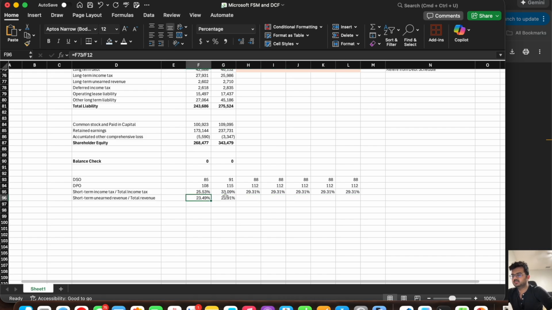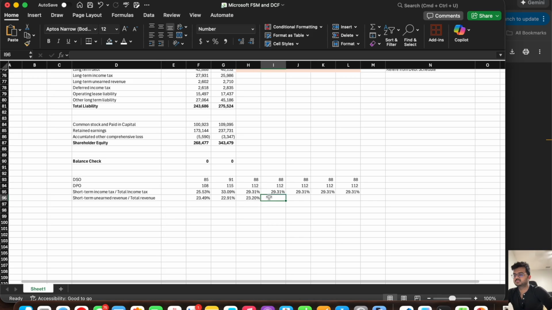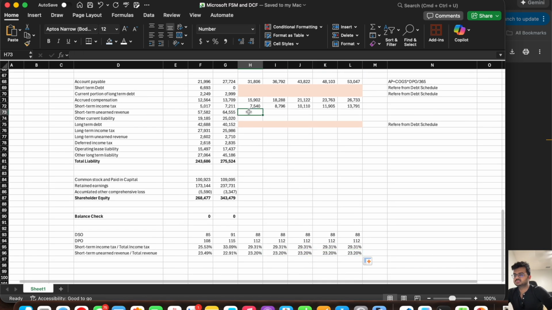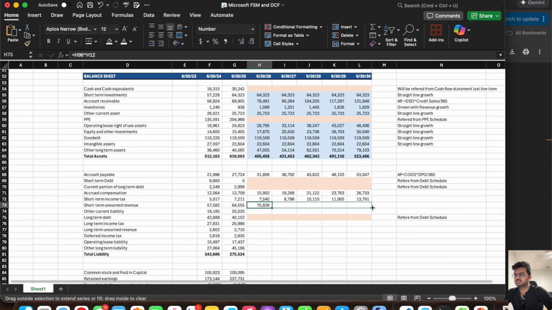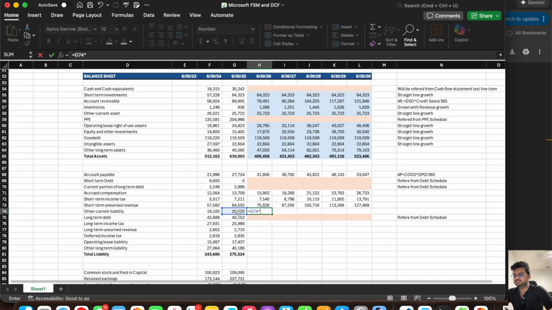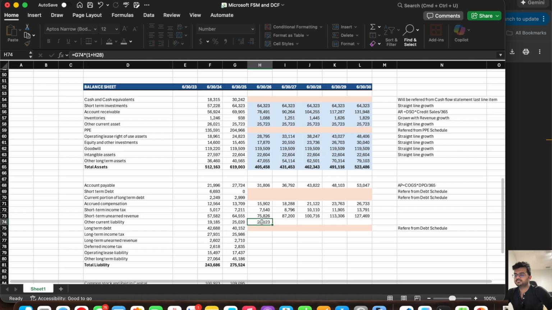So it is approximately 23.49% in 2024, 22.91% in 2025. So it's approximately 23%. I would use the same number for the next 5 years as well, multiply it with total revenue, and this is the number. And then the next line item is other current term liability, which I think will grow as the company grows in the business. So I would grow it with the revenue growth here.